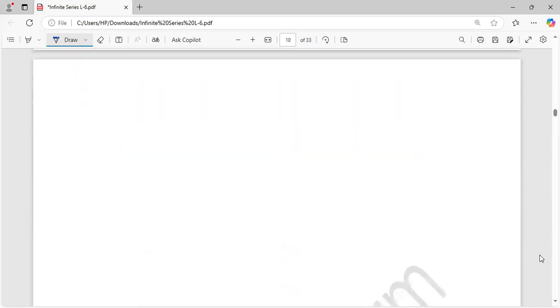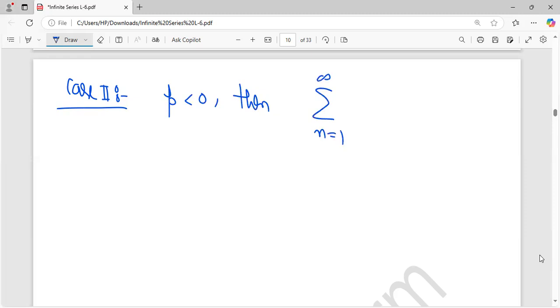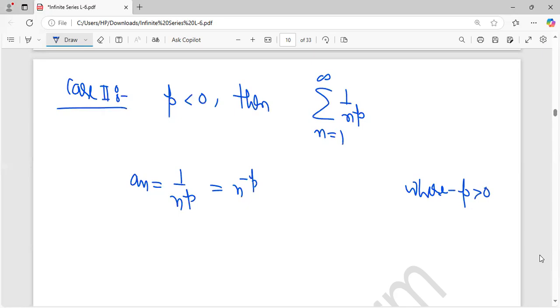So next, case 2. You see case second, what is this? p is less than 0. Then summation n goes from 1 to infinity 1 upon n to the power p. So what is 1 upon n to the power p? Nth term, that is n to the power 1 minus p, where p is greater than 0, 1 minus p is greater than 0. So this will tend to infinity as n tends to infinity. So this implies a_n does not tend to 0 as n tends to infinity.